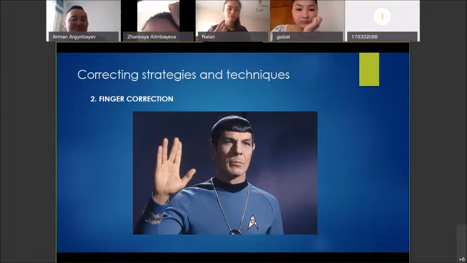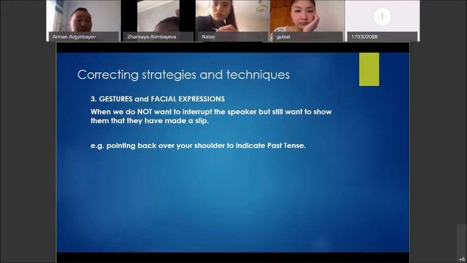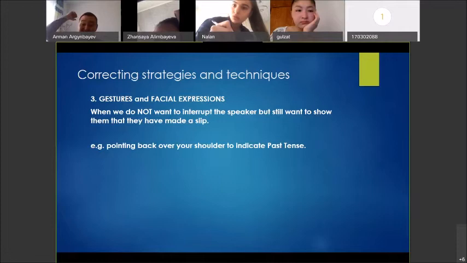All right, the third strategy is using gestures and facial expressions. This can be used especially for speaking practice when students speak, when you don't want to interrupt them. So you use your gestures and facial expressions. For example, if you want to show that students must use past tense, but they're telling a story, an anecdote from their life experience, and they keep using present tenses, you should show just like use past tenses. And they usually understand.